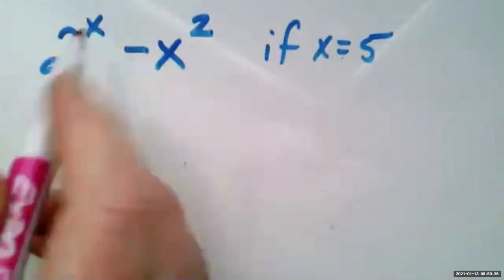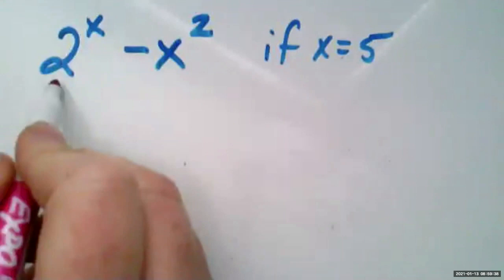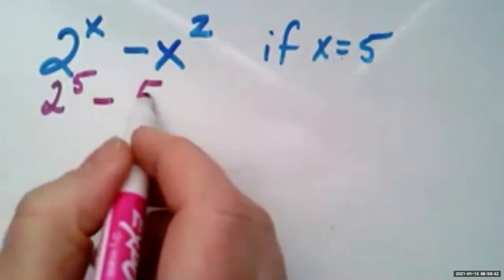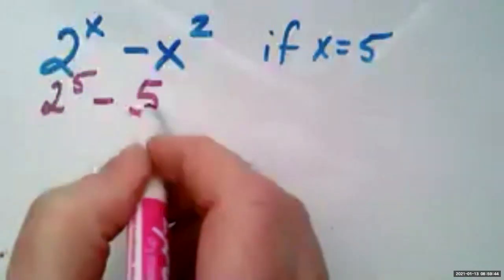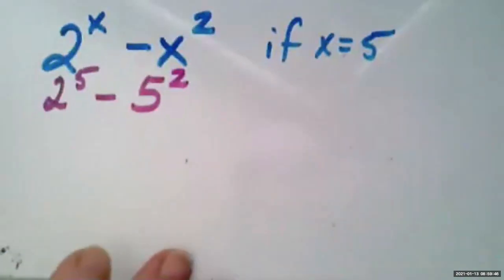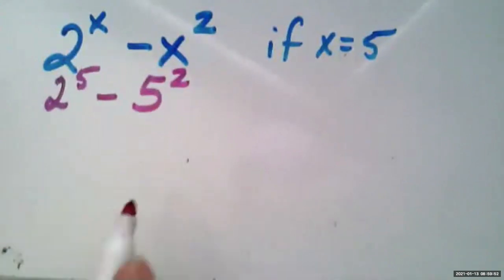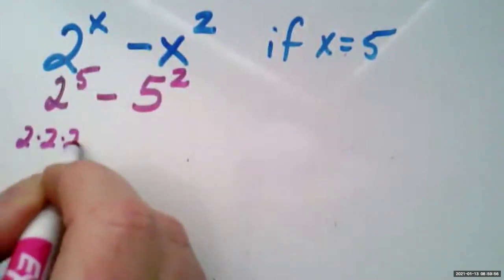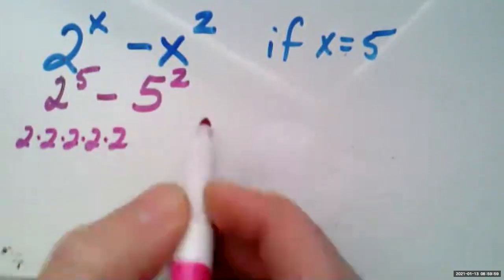Remember, 5 replaces the x in 2 to the x power, minus x to the second, or 5 to the second. Now you're dealing with exponents. I've got a few different people with a few different answers. 2 to the 5th power, don't forget 2 times 2 times 2 times 2, write it all out.